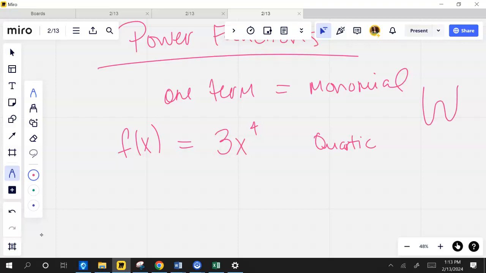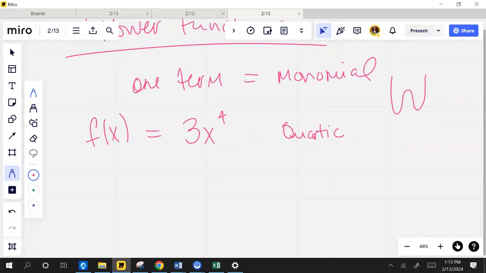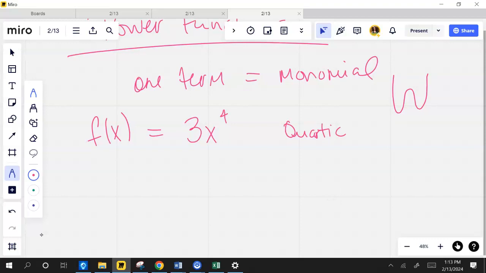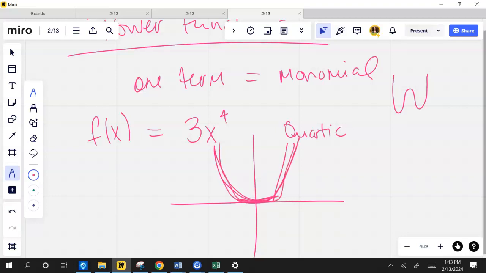For this one, in fact, if you graph this on your calculator, 3x to the fourth, you will notice when you graph this that the humps are not pronounced. It kind of looks like this, and it almost bottoms out here on the back. But that's because as you exaggerate those humps, it really looks like a quadratic.